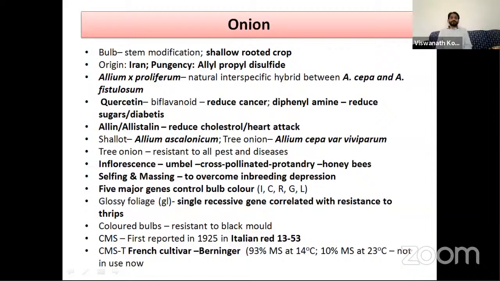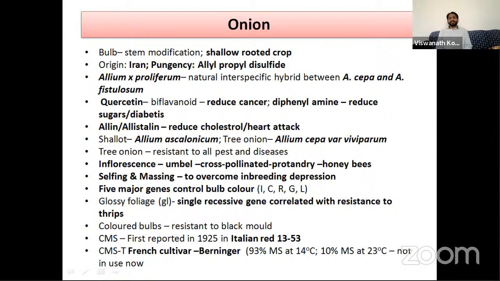The onion belongs to the family Umbelliferae. The inflorescence is an umbel. Onion is a cross-pollinated crop due to the presence of protandry. Protandry means the male reproductive organs mature earlier than the female reproductive organs. That means the androecium matures earlier than the gynoecium.